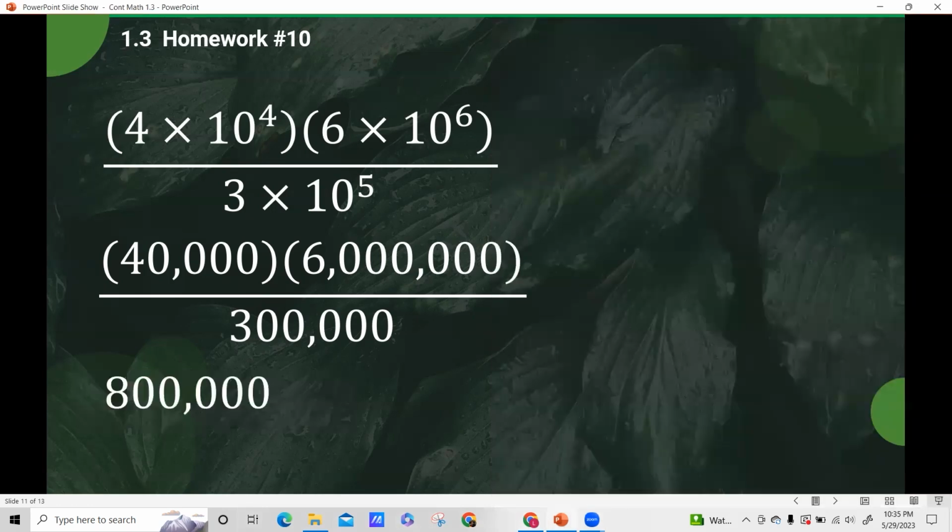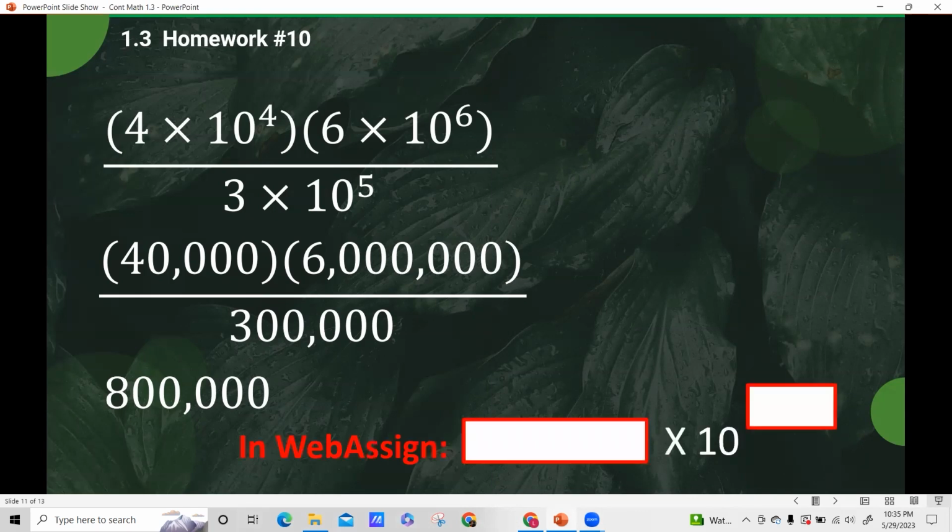Okay, you get 800,000. That is your answer. In WebAssign, you're going to have this answer block, and it's going to look like this, because that's how they're going to want the answer. So now you just have to take 800,000 and put it into scientific notation. That's not hard at all.